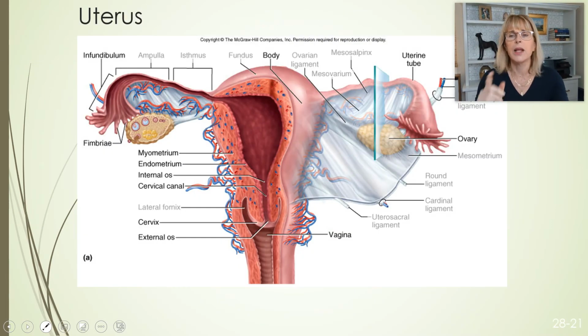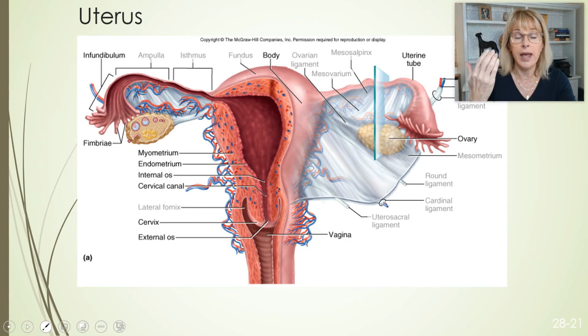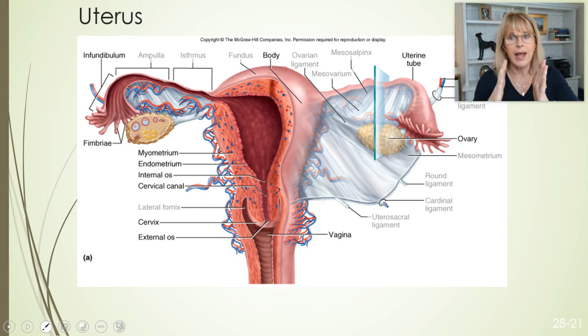Now, capacitation is the word for all of the changes that have to happen in the head of the sperm so that the sperm will recognize an egg when it bumps into it, and so that when it does recognize it, it will release the digestive enzymes that will tunnel through the zona pellucida that will allow it to actually touch its cell membrane to the egg cell membrane.